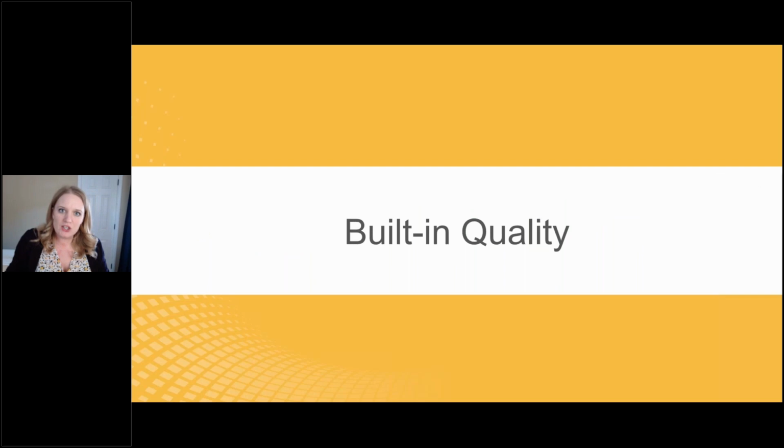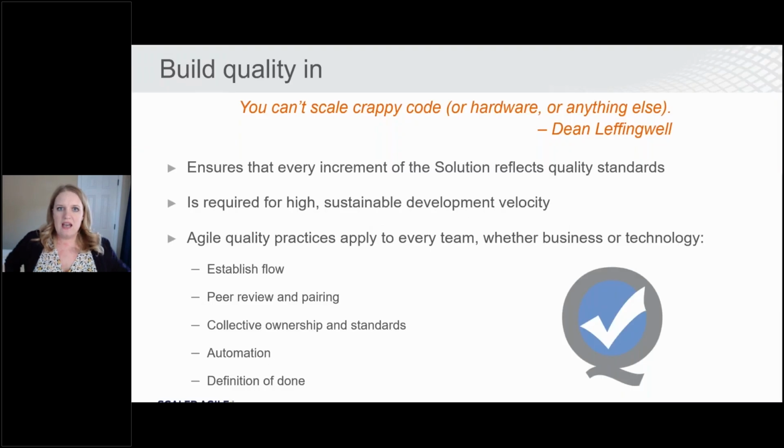The second pillar of team agility is built-in quality. And the goal here is to build in quality from the beginning. It's important that we're thinking about quality early on. Once the solution's already built, 2 weeks before launch, it's much too late to be checking for quality or compliance. So what we do is we as teams apply built-in quality practices across our teams.